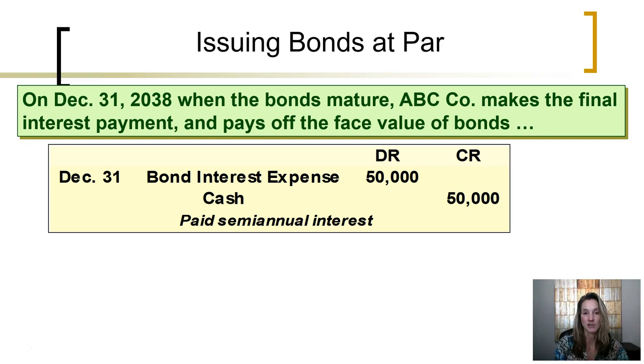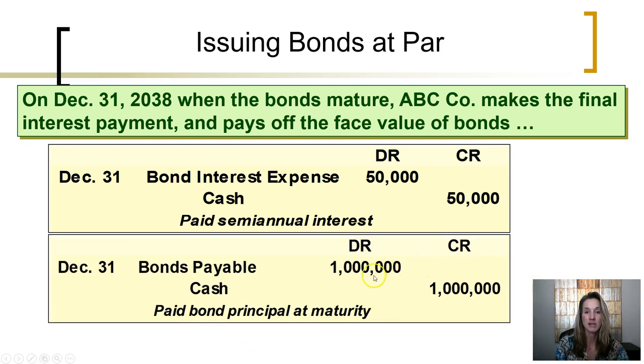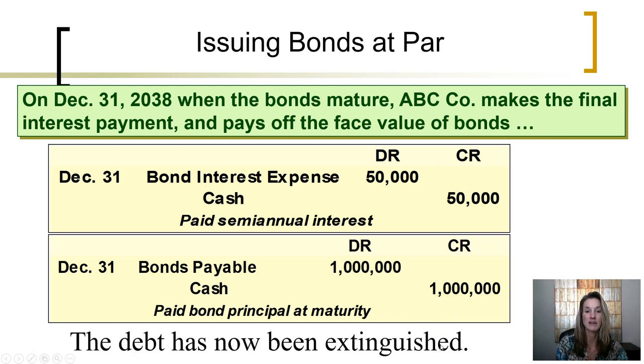On December 31st, 2038, the end of the 20th year, the bonds mature. ABC Company makes the final interest payment, so they debit bond interest expense and credit cash for $50,000. Because this is the maturity date, they also must pay off the bonds. The liability is for $1 million, so they debit the liability to decrease it and credit cash for $1 million. The debt has now been extinguished. The debt has been paid off.